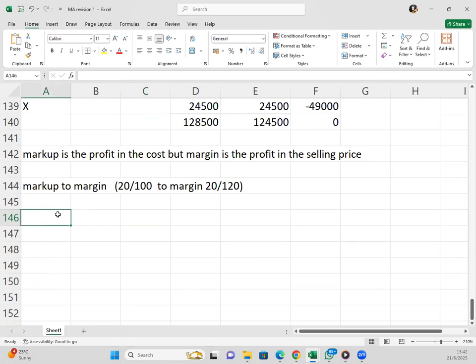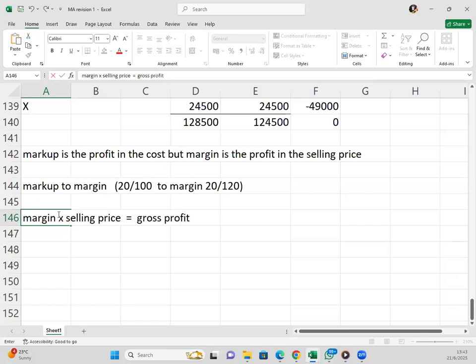Okay, so we are given the selling price. So if we say the selling price minus the margin or profit. Or no, in fact, if we say the margin times the selling price, it will give us the gross profit. The margin times the selling price gives us the gross profit.